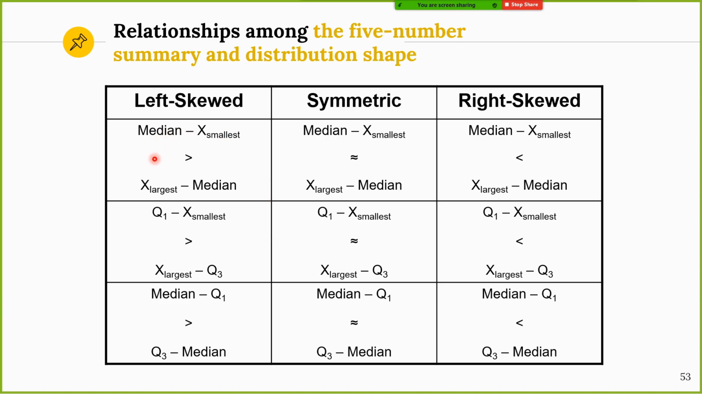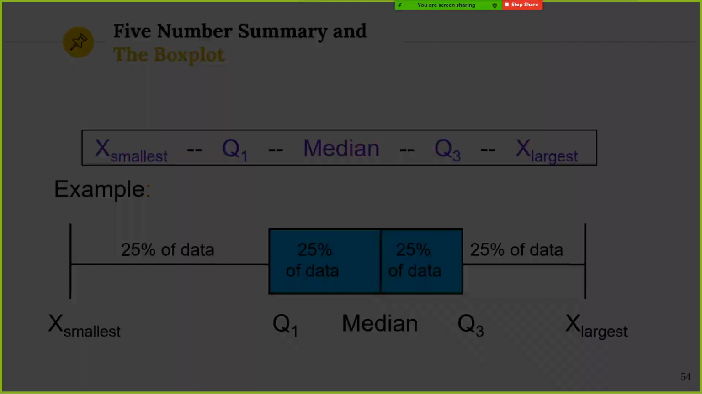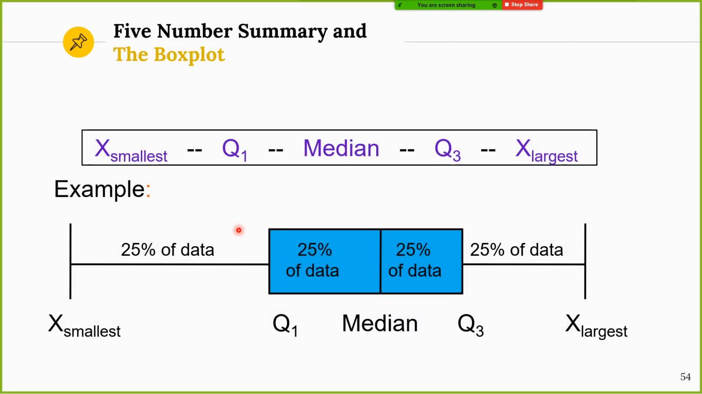Left skewed is when the median minus the smallest is larger than the largest minus the median. You can read this, but I think it's easier to see the graph or the box plot.